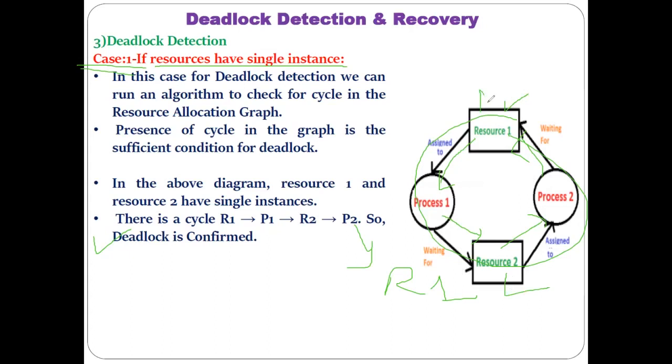You can consider this as a printer, of which a single instance is available, and this as a scanner, of which the single instance is available. Understood? Only one printer and only one scanner are available. So that is our first case, and you can see how we have detected the deadlock with the help of the resource allocation graph. If there is a cycle in the resource allocation graph, then we can confirm that the deadlock has occurred.